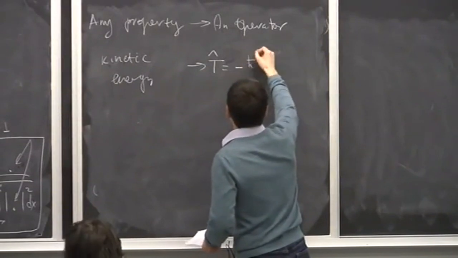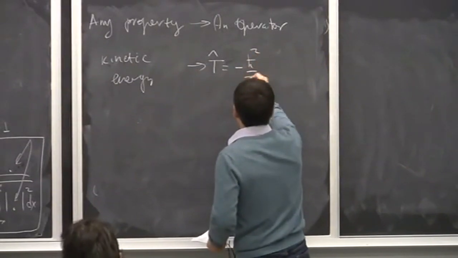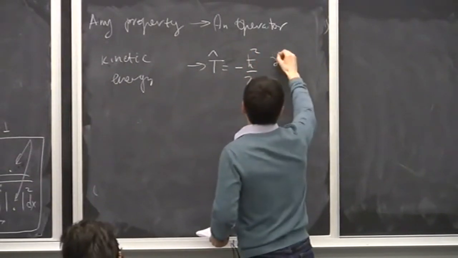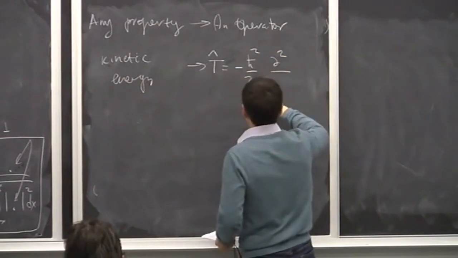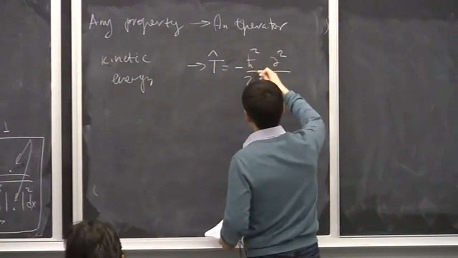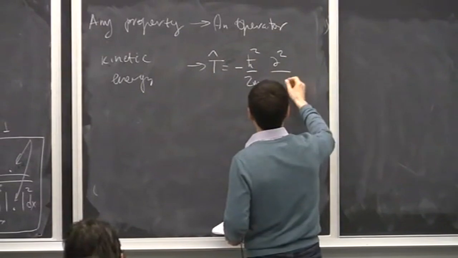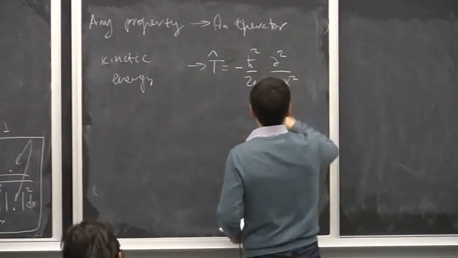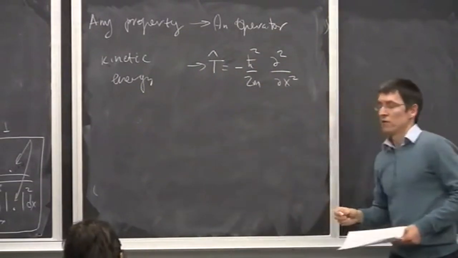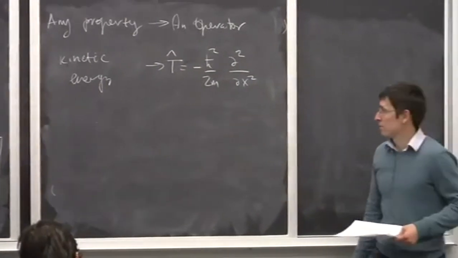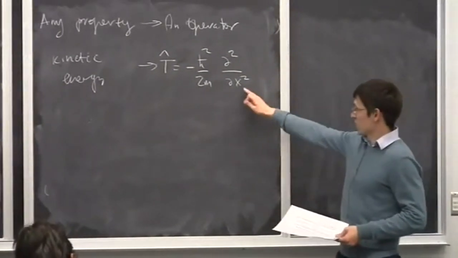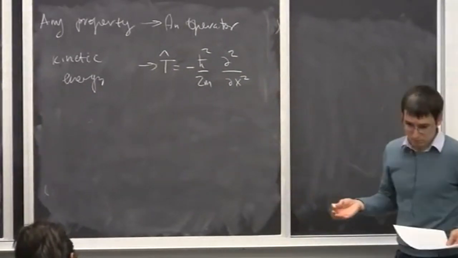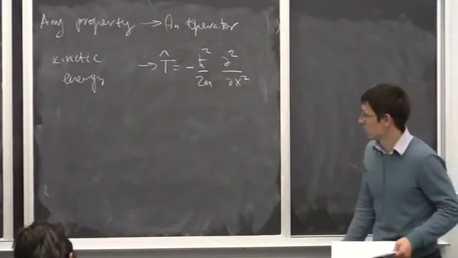And so the kinetic energy operator is just this negative constant, minus h bar squared divided by 2 mass, and then it has a second derivative if we work in one-dimensional space. For simplicity, it's just a second derivative with respect to our x coordinate.